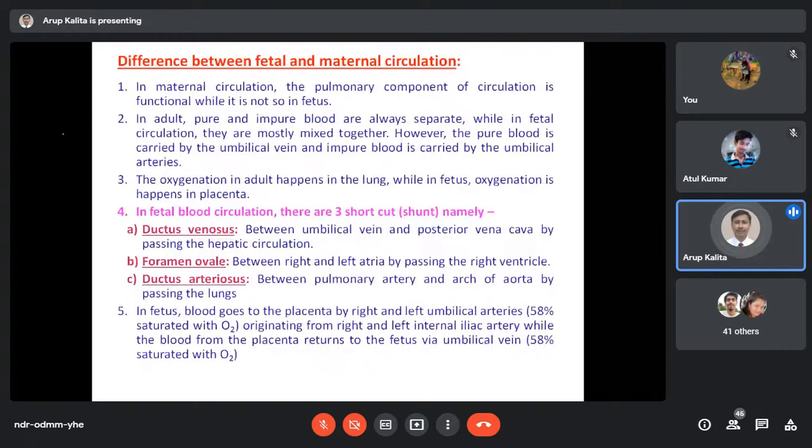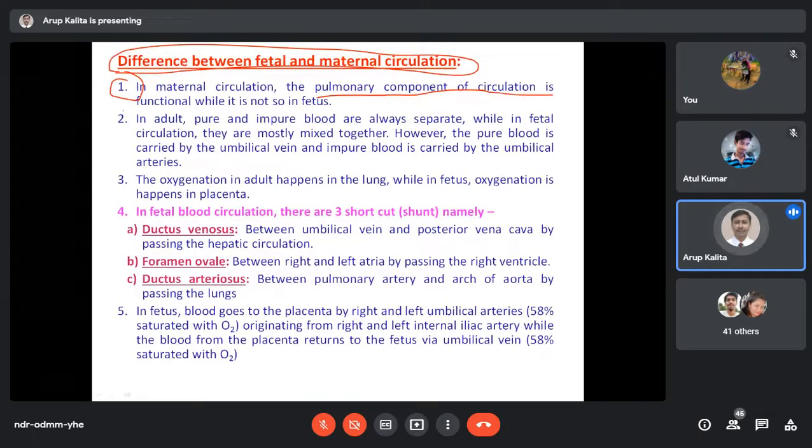Now, what is the difference? This is important. What is the difference between the fetal circulation and maternal circulation? Number 1, in maternal circulation, the pulmonary component of circulation is functional. Pulmonary component means the pulmonary artery carries blood to the lungs and exchange of gases takes place in the lungs. So the pulmonary component is functional. But in case of fetal circulation, it is not so. That means the pulmonary component is not functional. That is number 1 difference.